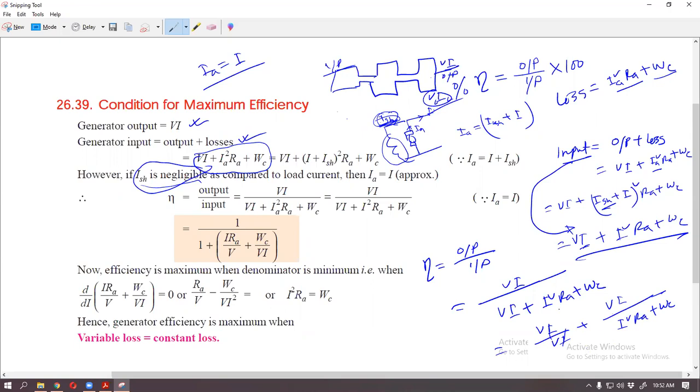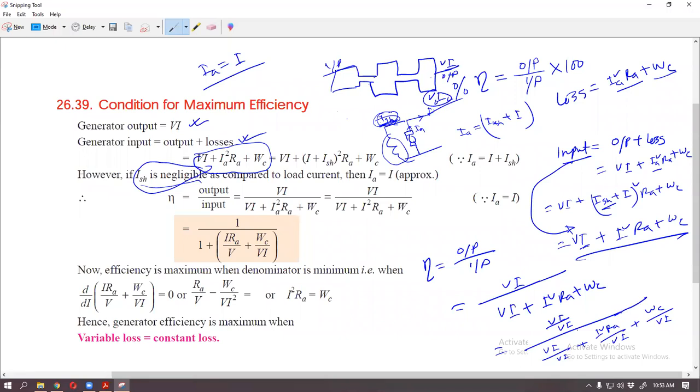Or another solution. This is the simple solution. Divide all parts by VI. Suppose this is the VI, the upper part. This is the VI divided by VI, and this is the lower part: VI divided by VI plus I square RA by VI plus WC by VI.